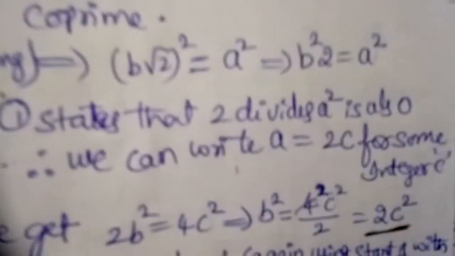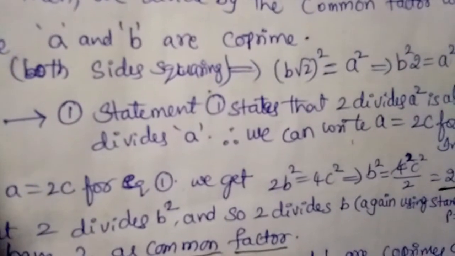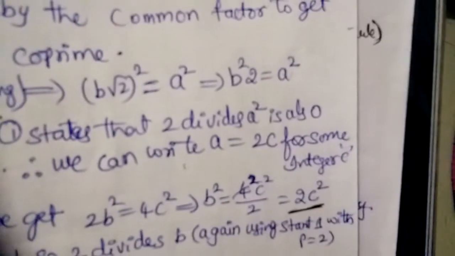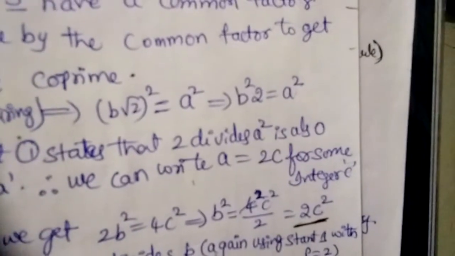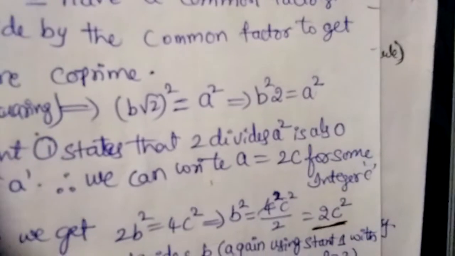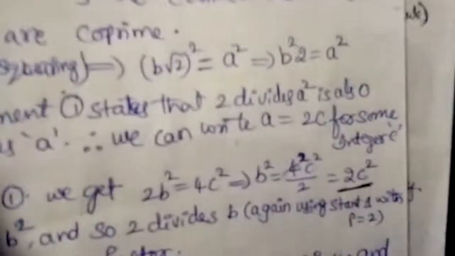Statement 1 states that if 2 divides a square, 2 also divides a, isn't it? According to statement 1, if 2 divides a square, then 2 also divides a. Therefore, we can write a as 2 into c for some integer c, because here 2 divides a square. So a can be written as 2 into c.